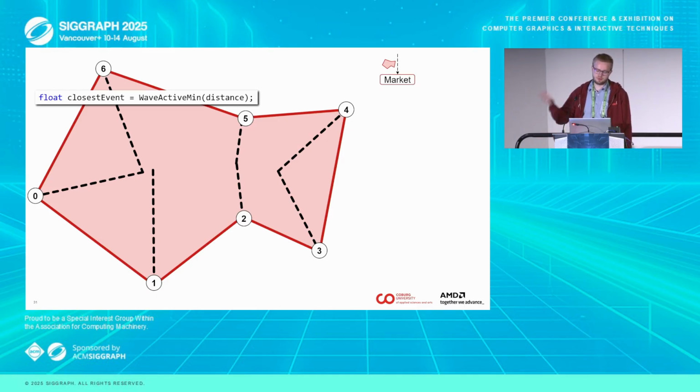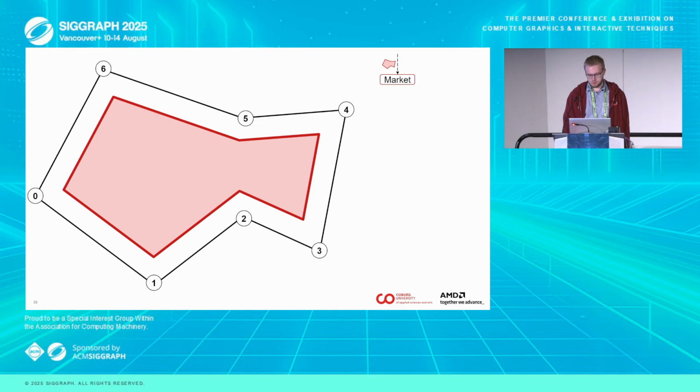So the closest event is then the wave active min of all the event distances. And let's say in this case, thread 2 would have the next event. So we still have some space. So let's create our first ring of market booths. So let's shrink the polygon. This also happens in a way that each thread changes its own point.